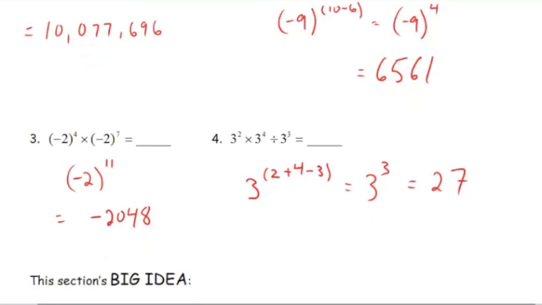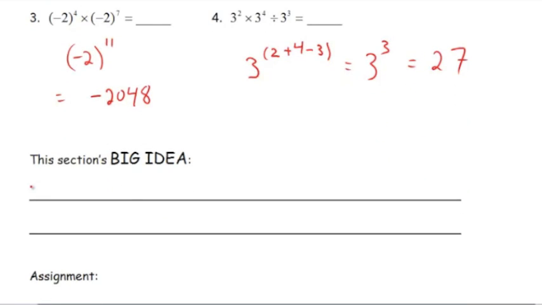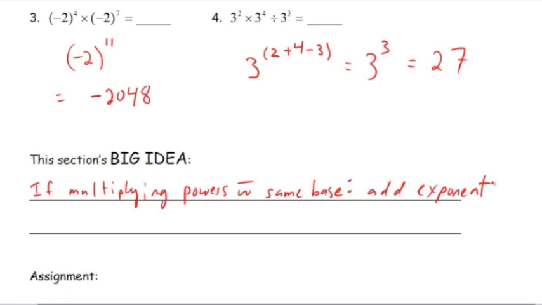Okay. So big idea from this section, there are 2 of them. If multiplying powers with the same base, you're going to add the exponents. Okay, the second big idea is that if you are dividing powers with the same base, you're going to subtract exponents.